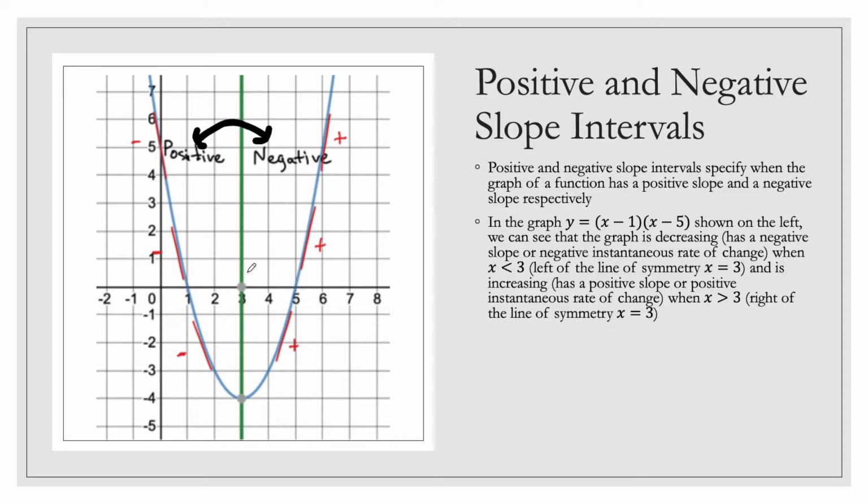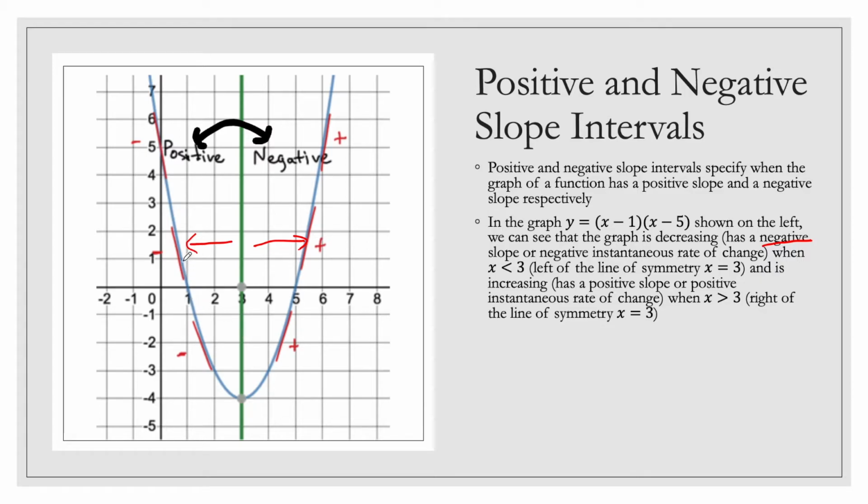We can see that the graph is decreasing or has a negative slope or a negative instantaneous rate of change when x is less than 3, which is the line of symmetry. And we can see that the graph is increasing when x is greater than 3. Also, just a side note, you might notice that I made a mistake when labeling the positive and negative slopes. It actually should be switched around.